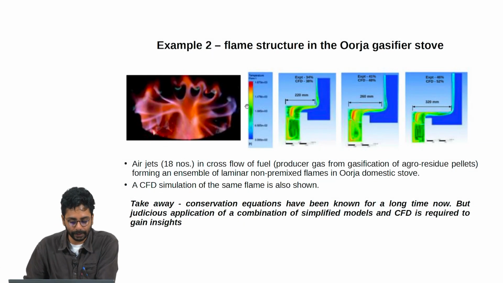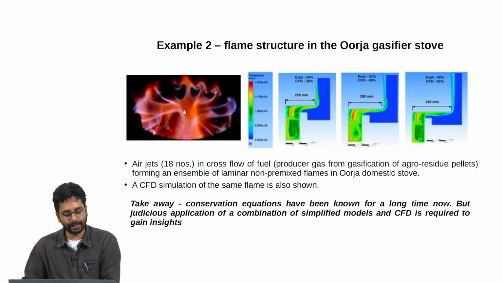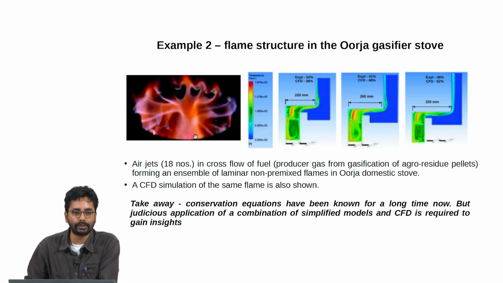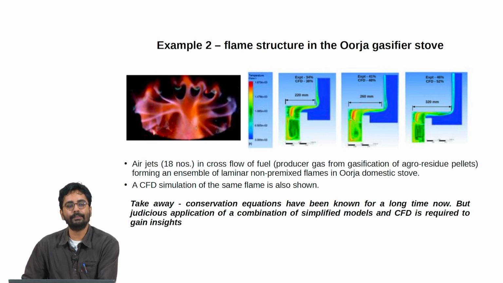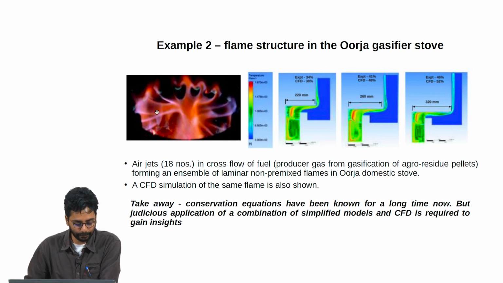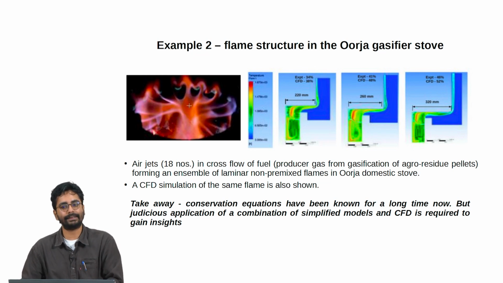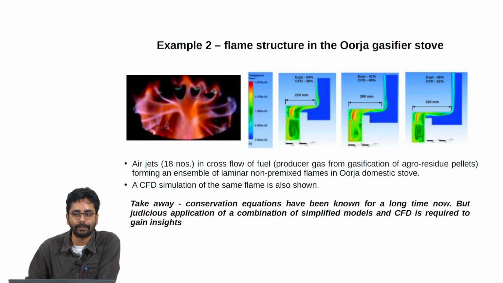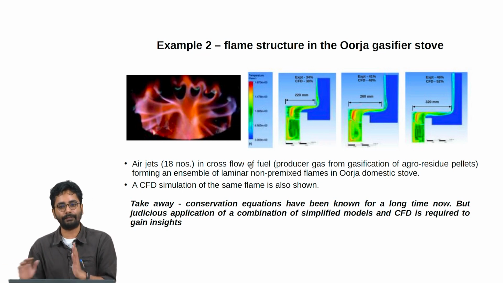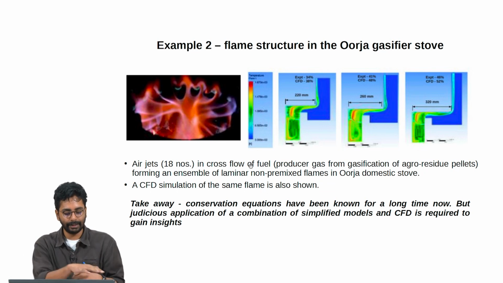The other example I wanted to show is the flame structure in what is called the Urja gasifier stove. What you see here in the picture on the left is what is called a jet in cross flow flame. There is a stream of fuel gases coming in the vertical direction, and this stream is surrounded by 18 holes which are issuing air, and the flame that you see is formed between the fuel gases moving in the vertical direction and the air coming from the cross flow direction. So, 18 air jets in cross flow of fuel. You have fuel coming like this and oxidizer jets coming like this, and this is the flame structure that is formed.